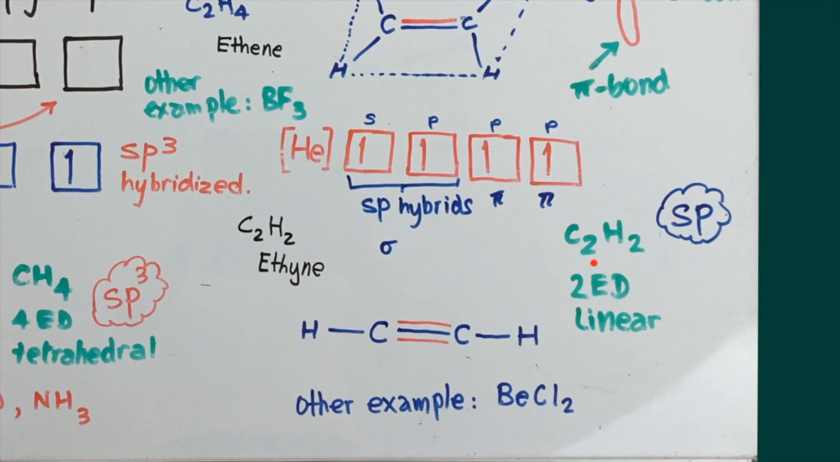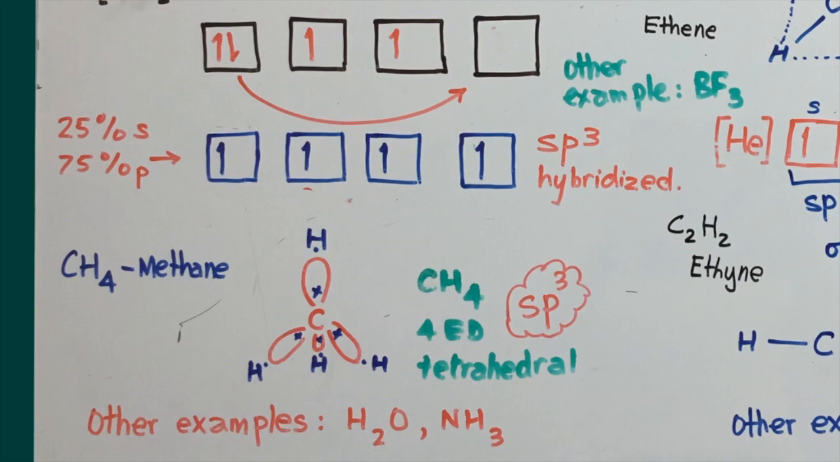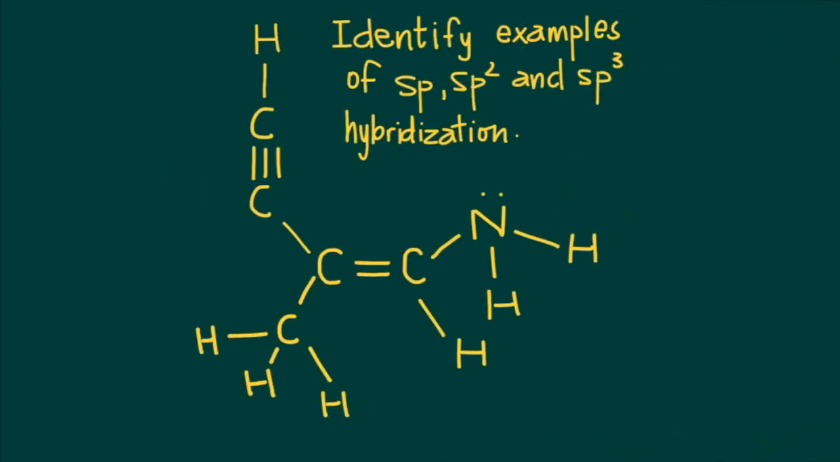And 2 electron domains goes with sp hybridization. And the shape? A straight line, linear. sp, 2 electron domains, linear. sp2, 3 electron domains, trigonal planar. And sp3, methane, tetrahedral. So now it's time to see if you can identify examples of sp, sp2, and sp3 hybrid orbitals.